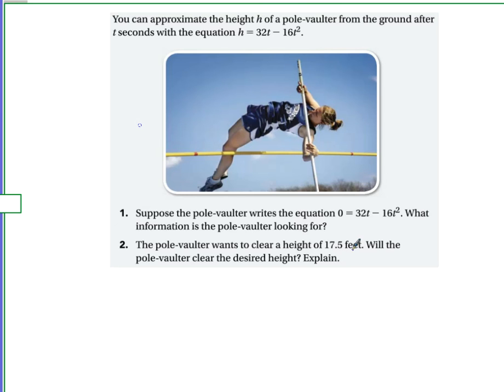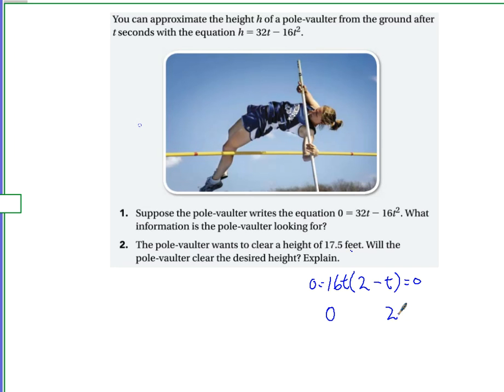So we need to find the vertex. And the vertex is always in between the two x-intercepts. Right, okay. So yes, we do need to factor this. All right, okay. So the greatest common monomial is 16t. So 16t times 2 minus t, equal to 0. So she is in the air from 0 to 2 seconds. So her apex would be 1 second.